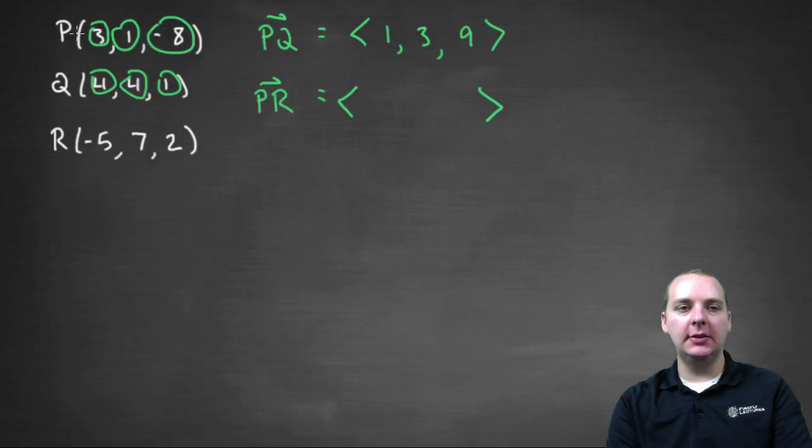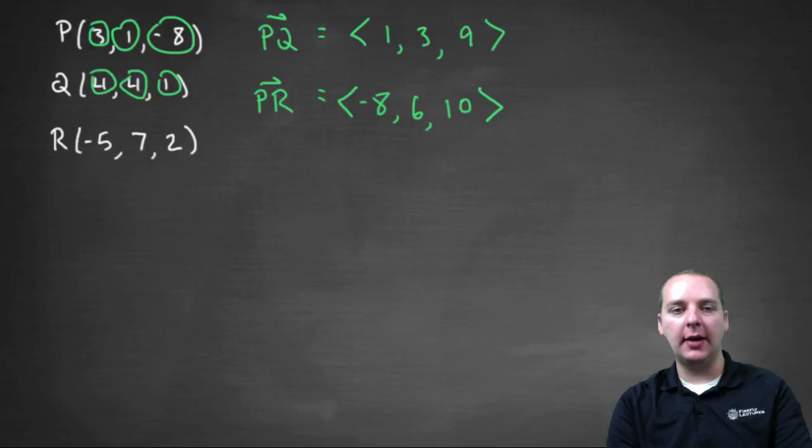Let's see here. What is the vector from P to R? We have negative 5 minus 3. That'll be negative 8. 7 minus 1, which is 6. And 2 minus negative 8, which will be positive 10. All right, so now that I have these guys here, let's take their cross product.